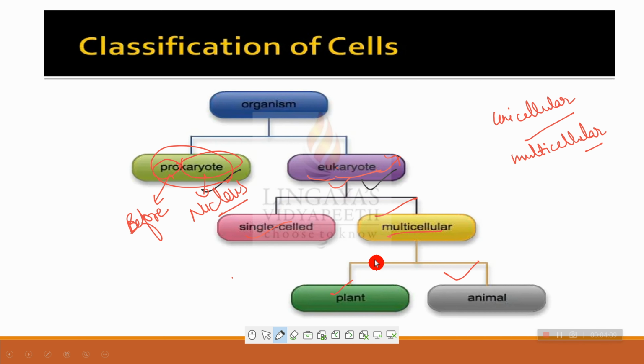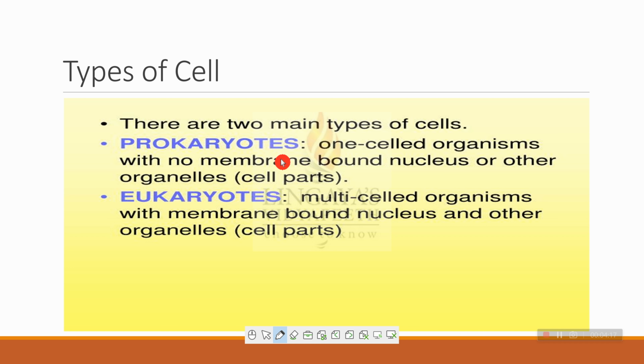Moving on. Talking about the types of cell in detail. The main difference between the two is a well-defined nucleus surrounded by a membranous nuclear envelope, present only in eukaryotic cells. The eukaryotic cells have a membrane-bound nucleus and other organelles. It is more complex than the prokaryotic cell, whereas the prokaryotic cell is composed of a one-celled organism with no membrane-bound nucleus or other organelles.